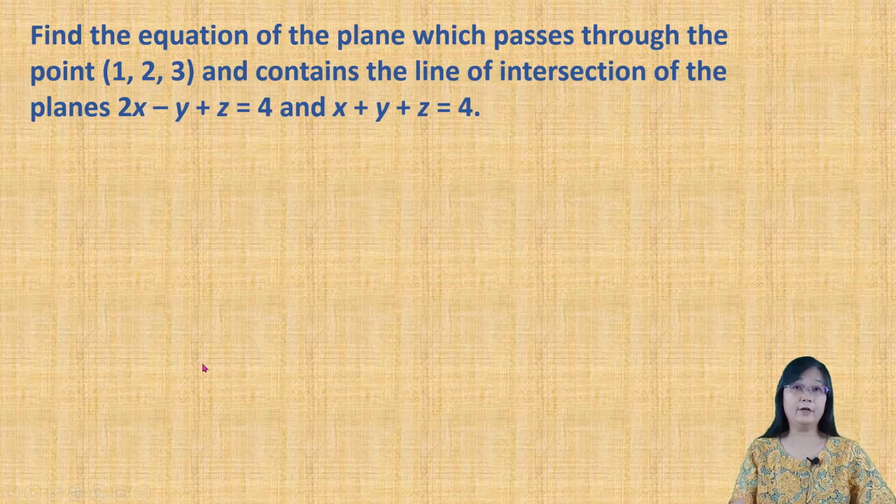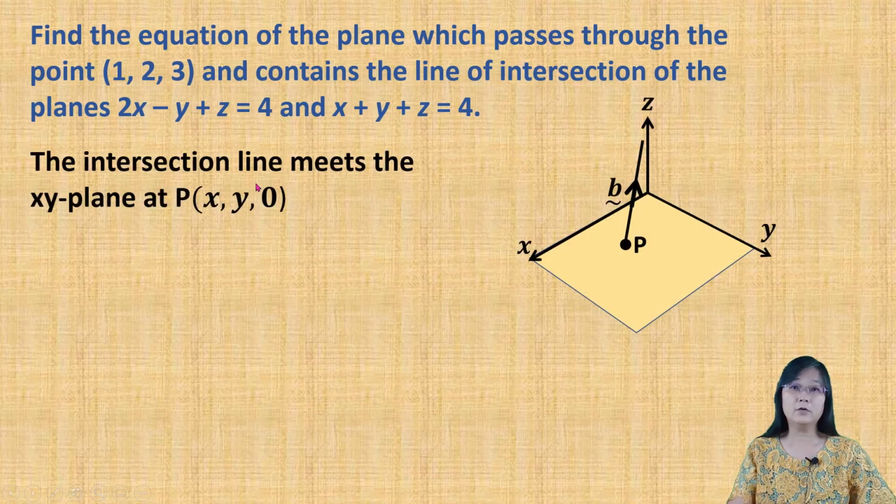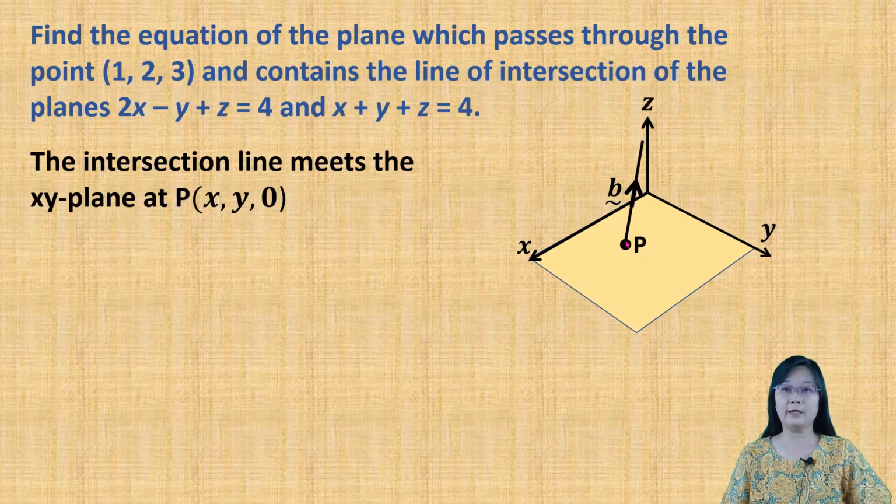Now we are going to find the second direction vector. Since from the question we are given one point, we still need another point such that from 2 points we can calculate one direction vector. So here I'm going to find the point where the intersection line meets the xy plane. When the intersection line meets the xy plane, z is equal to 0. Now I'm going to substitute z equals 0 into the equations of the planes.